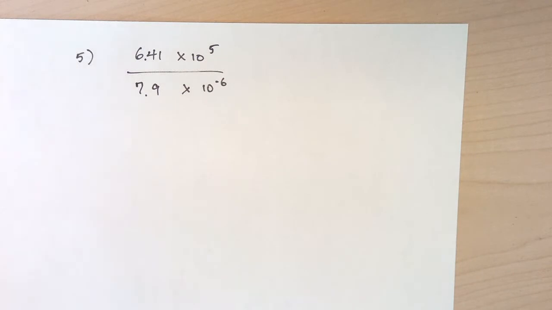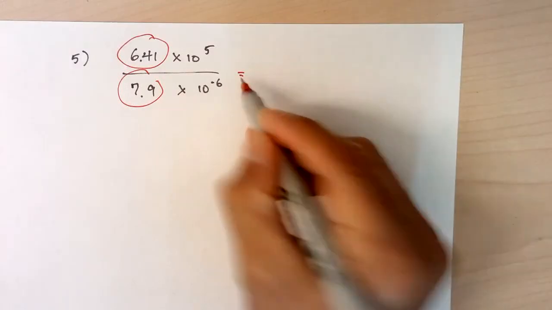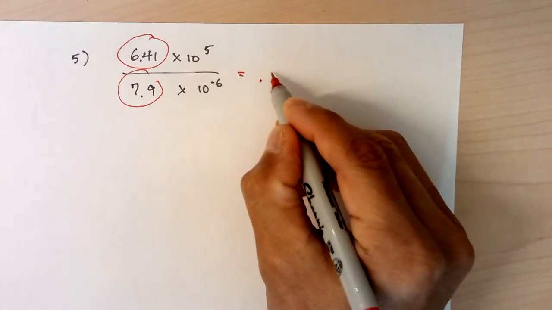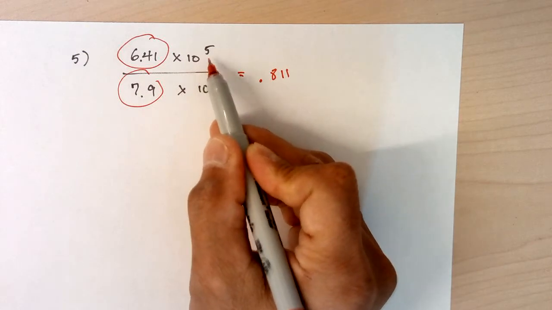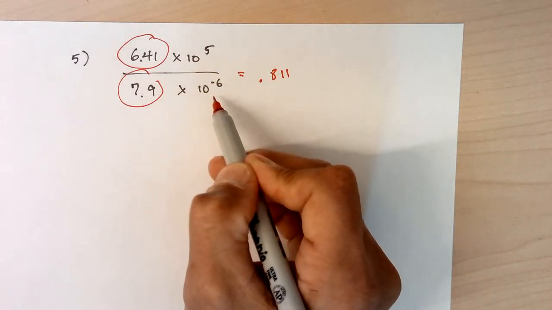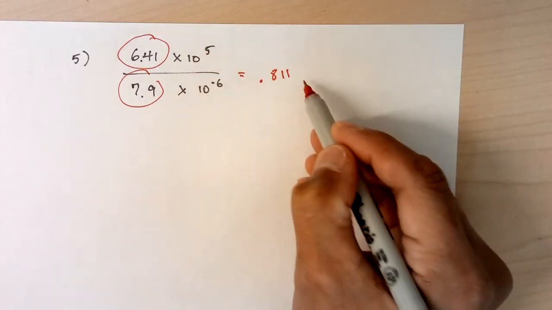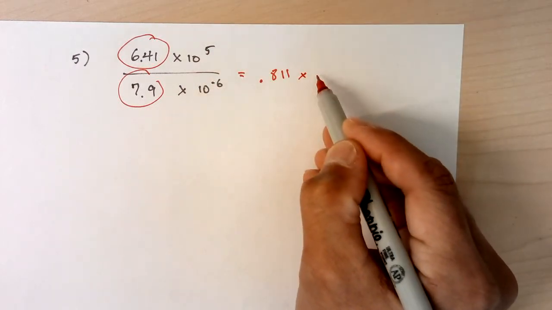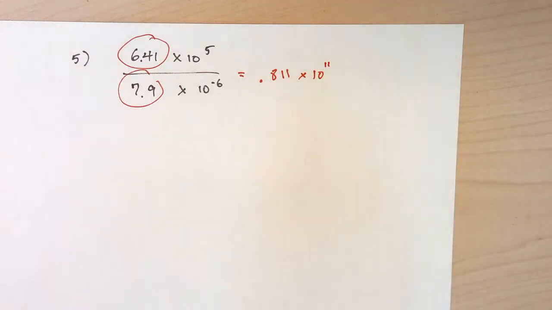And then on the next example, still dividing numbers in scientific notation. So the first part is we could divide the 6.41 by 7.9. If you divide that, you get about 0.811. And then 10 to the 5th divided by 10 to the negative 6th. You would subtract the exponents. It's 5 minus negative 6, so that's the same as 5 plus 6, since you're subtracting a negative. So that would be times 10 to the 11th.